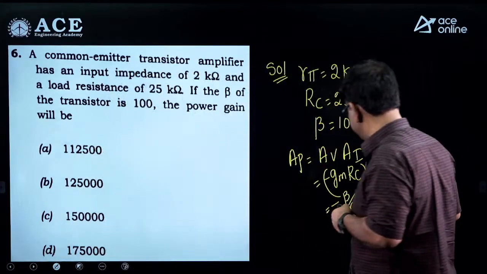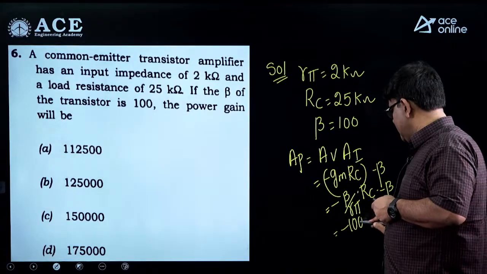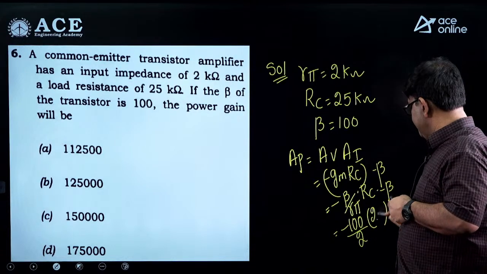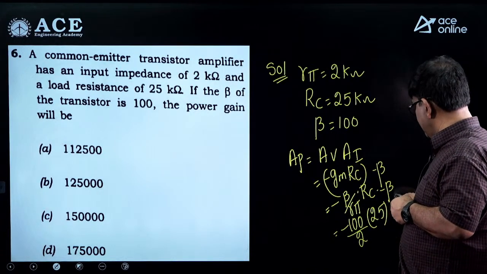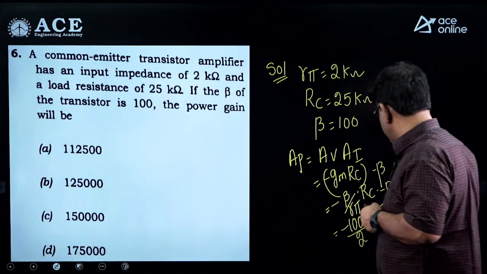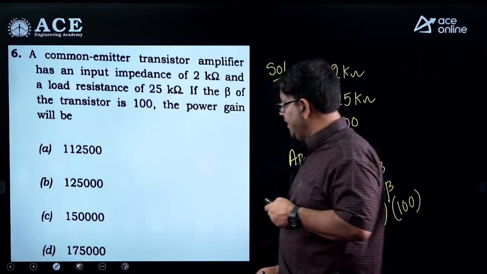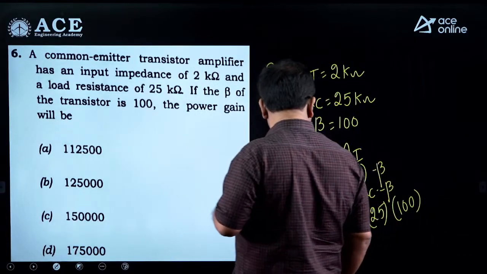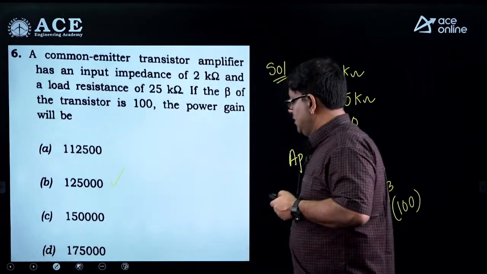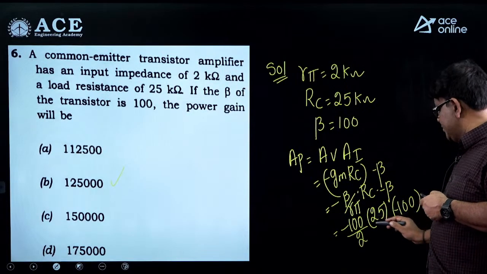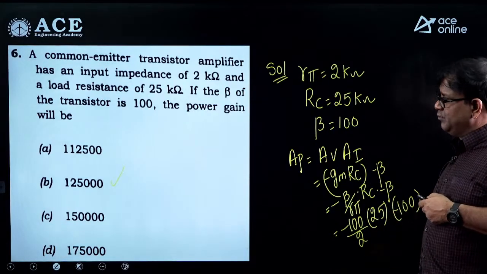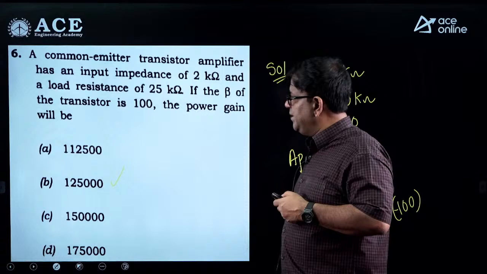Beta is 100. Input resistance is 2 kilo ohm. RC is 25K, and again beta is 100. So 100 into 100 is 10,000, 25,000 by 2, so hopefully 25 by 2 is going to be around 12.5, so hopefully this calculation comes to 12500. So kindly check 10,000 into 25 by 2, 12.5. So this should be the answer, B.